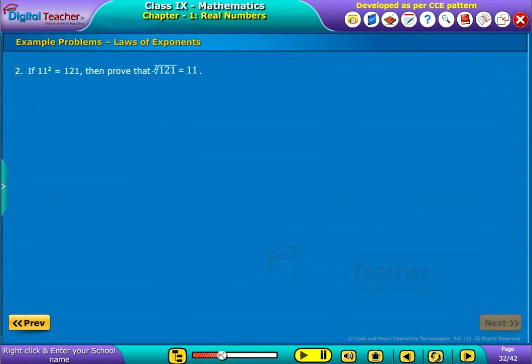If 11 square equal to 121, then prove that square root 121 equal to 11. Solution. Given that 11 square equal to 121, by further solving, we get as shown on screen.